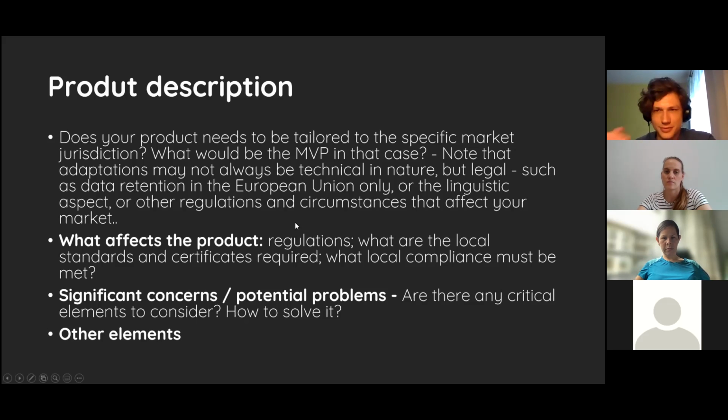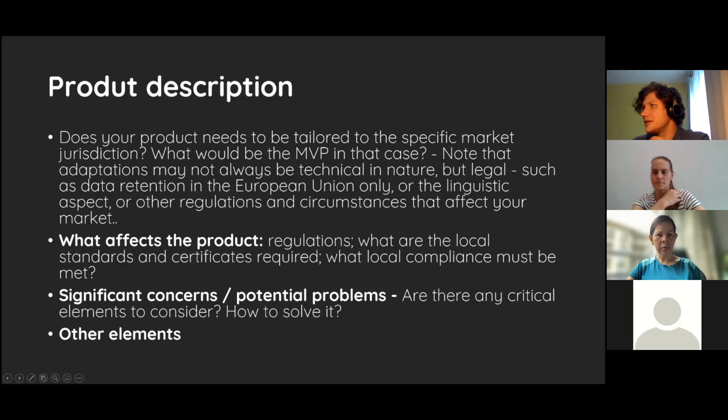So this is also in order to understand the future of the business and how efficient it would be to adjust the product in that case. And also note that adaptations may not always be technical in nature, but legal, such as data retention, GDPR in the European Union, or the linguistic aspect, or the other regulations and circumstances that affect your market.